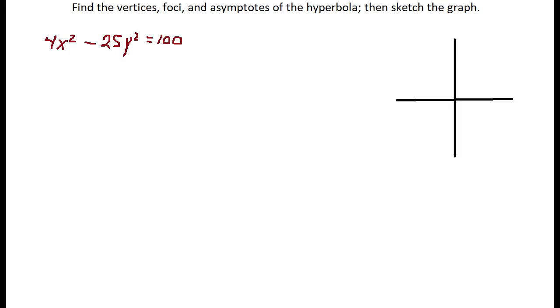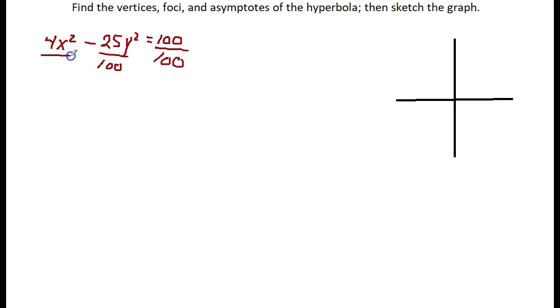Alright, in this video we are going to find the vertices, foci, and asymptotes of a hyperbola, and then we're going to sketch the graph. So first thing I want to do is put this in the standard form that our textbook talks about. This right now is in a general form. So I'm going to divide by 100 because I want this equal to 1.